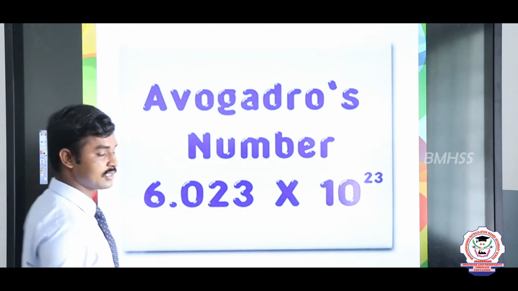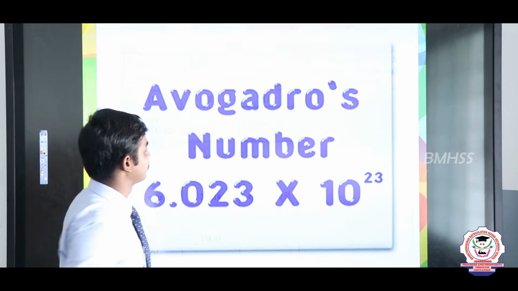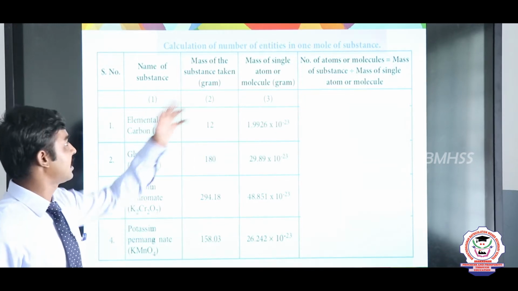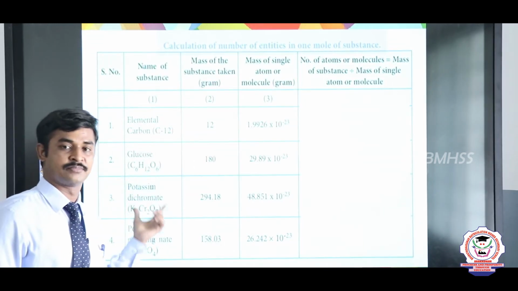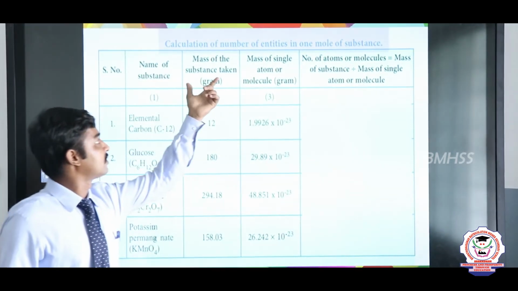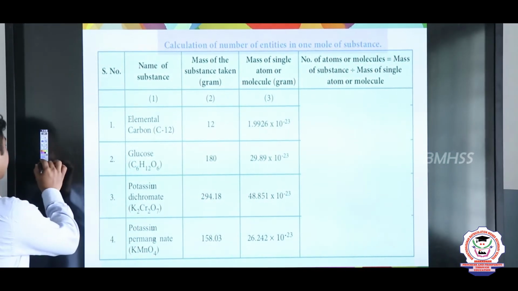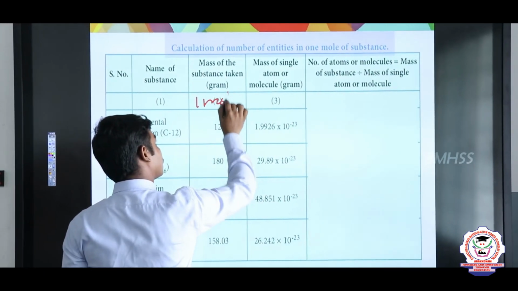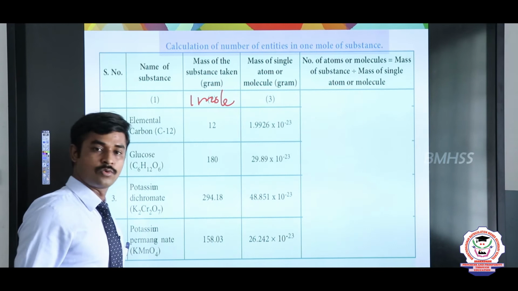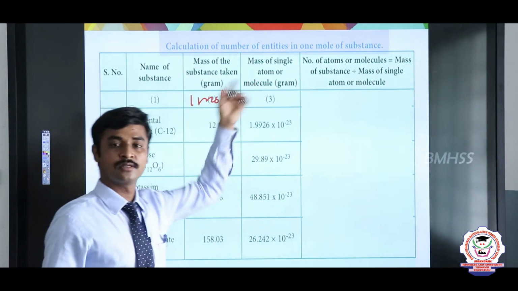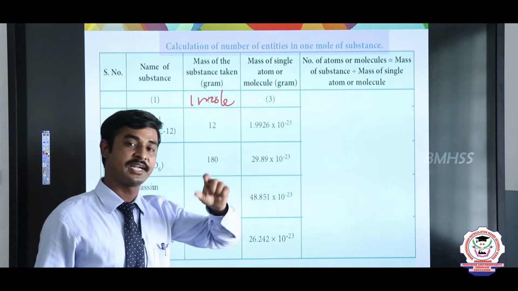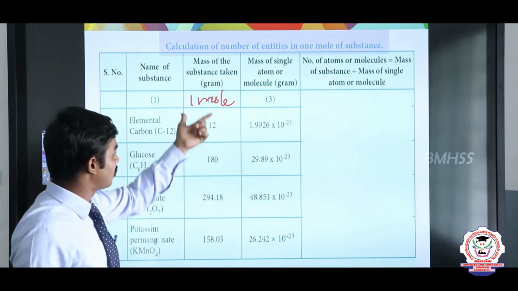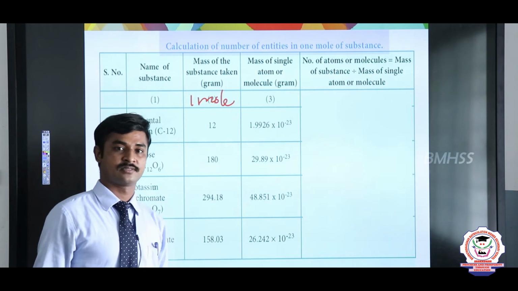It's an important 1 mark in the 11th chemistry. Let us see, here I give calculations. In the table, I give a substance name in the first column, and the mass of the substance for 1 mole is given in the next column. In the third column, the weight of a single substance is given.